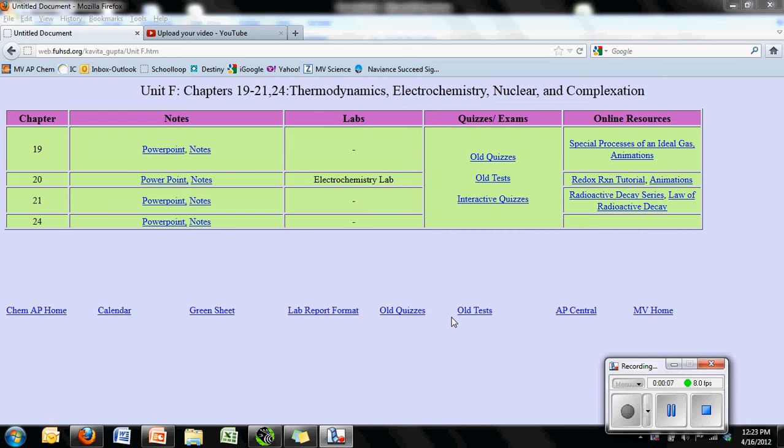Unit F has chapters 19, 20, 21, 24. So 19 is thermodynamics, 20 is redox and EMF and everything like that, and 21 is nuclear chem, and 24 is complexation.